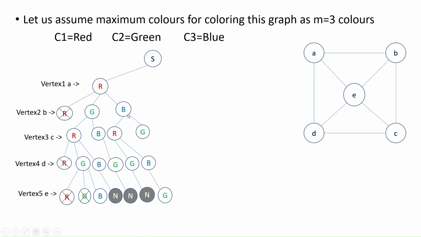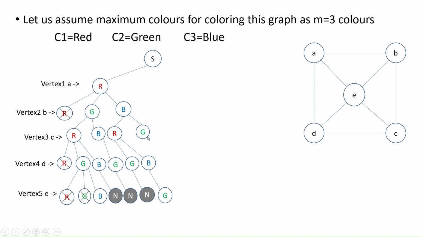But now we are going with green. If the third vertex is colored with green, is it possible to color the fourth vertex with red? It is not possible, because the first vertex is already colored with red. If we again color the fourth vertex with red, these two are adjacent, right? So it is not possible.